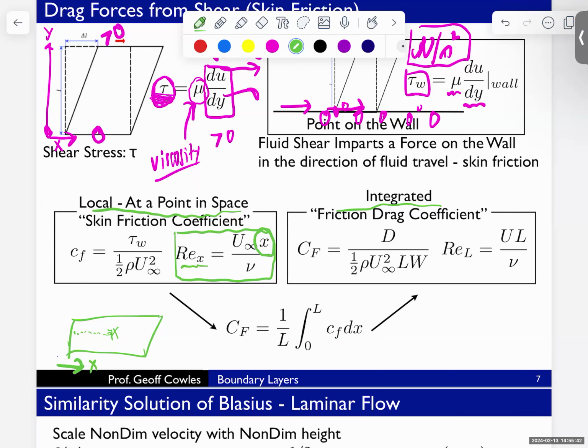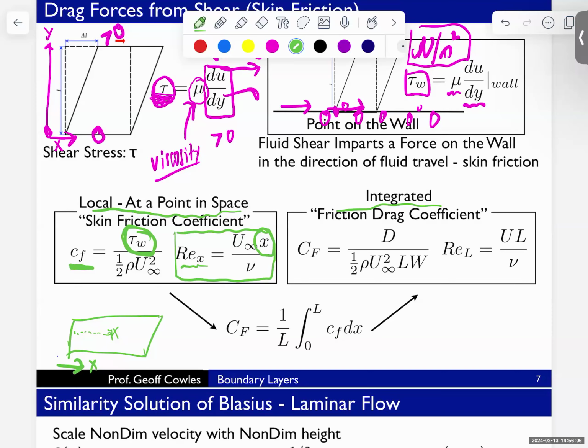That Re_x will plug into a formula, and out will come a skin friction coefficient. This is a skin friction coefficient. It is a dimensionless stress. The actual shear stress in newtons per meter squared, or pascals, is here, tau wall, the shear stress at the wall. We can non-dimensionalize it by dividing by the dynamic pressure.